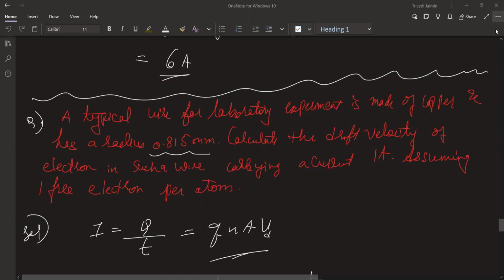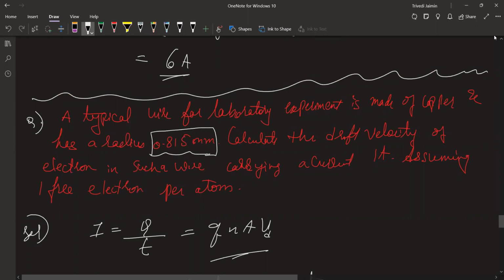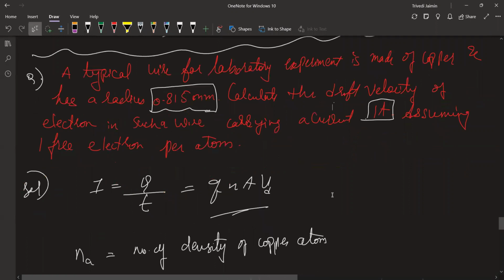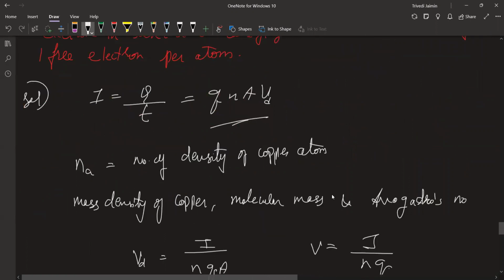Fine. Let's see what is given here. We have radius, this much. Current is 1 ampere. So we need drift velocity, VD. To find VD, we need the number of electrons, number density. We have this formula: I equals Q by T, which gives I equals n A e VD, the drift velocity formula. VD equals I by n e A.